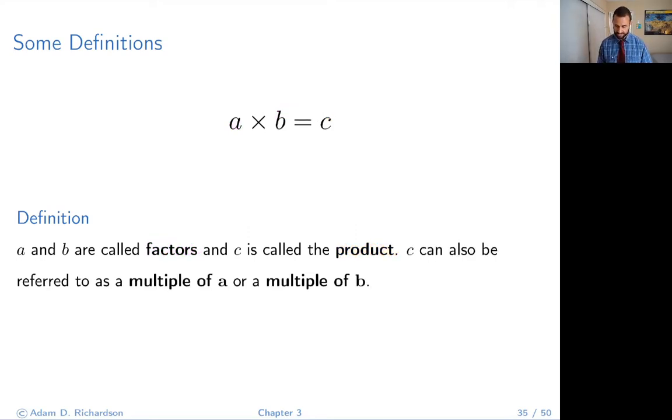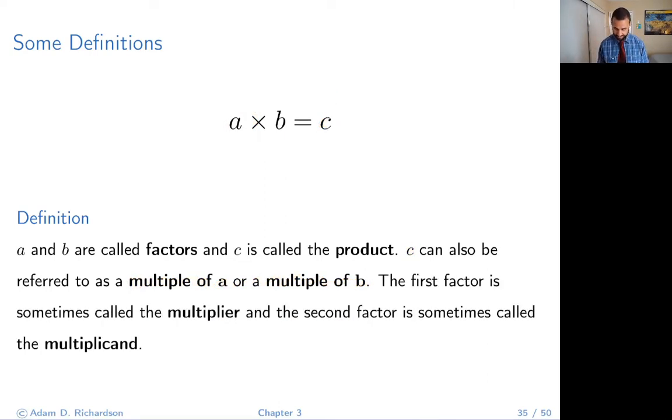They have some other special names too that we're going to talk about. C can also be referred to as a multiple of A or a multiple of B. That's basically saying if you take A and you repeatedly add it B times, then you get C. So in other words, C is a multiple of A, but you could do the same thing for B, and you could say C is a multiple of B. And if that doesn't make sense, please ask more questions and I will be happy to clarify it.